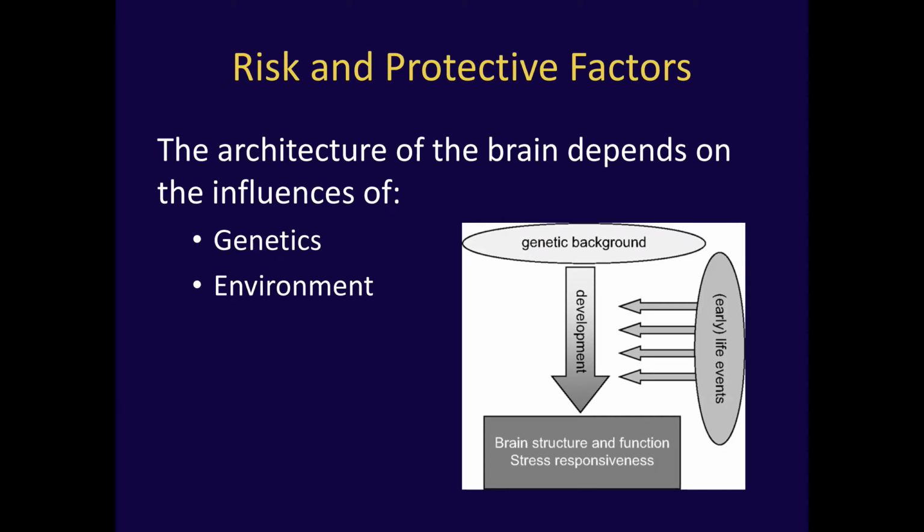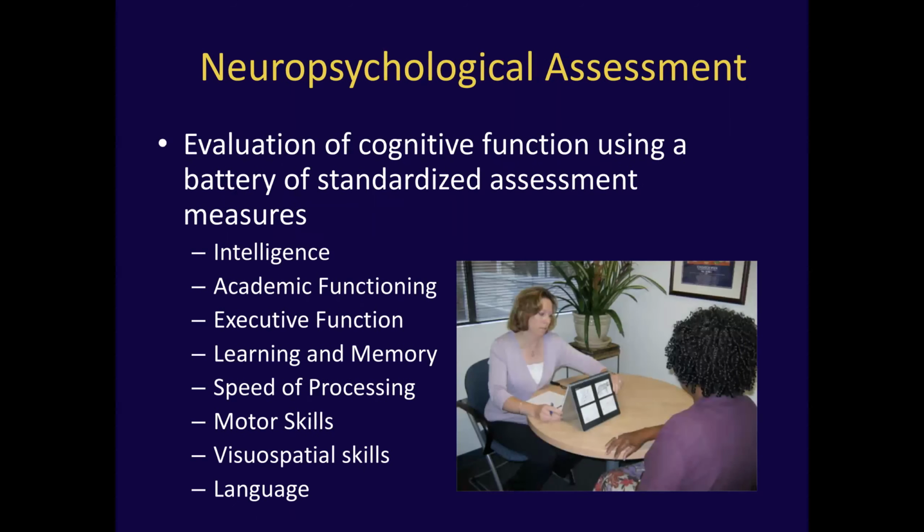All right, so how do we go about studying the brain? There are multiple different methods that we can do this. We're going to talk about two of the main methods. So the main ways that neuropsychologists study the brain are through neuropsychological assessment, neuroimaging, and then lesion studies. We're going to talk about neuropsychological assessment and neuroimaging. We're not going to go in depth into lesion studies.